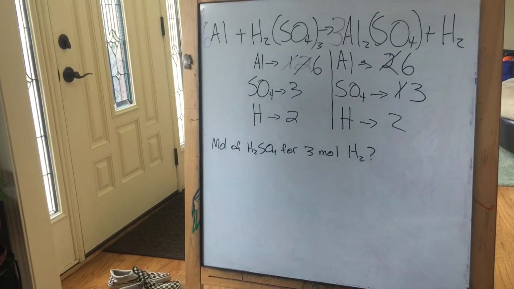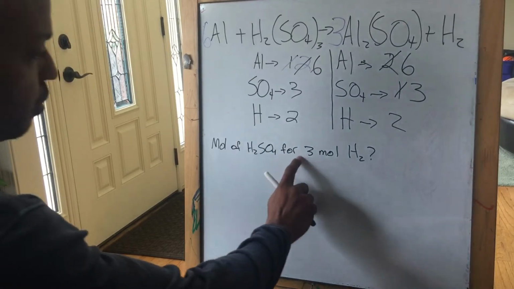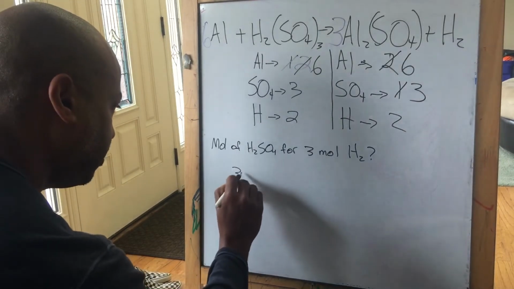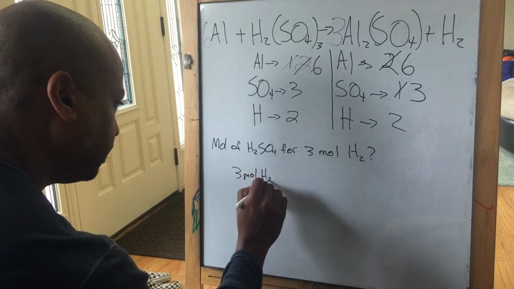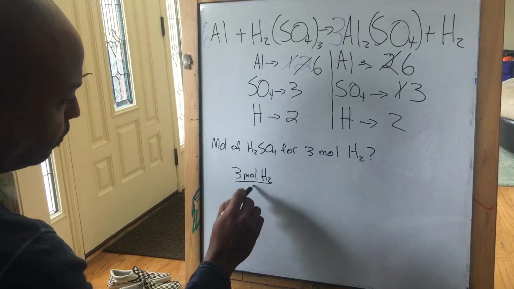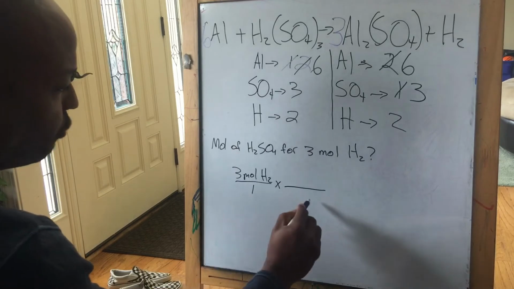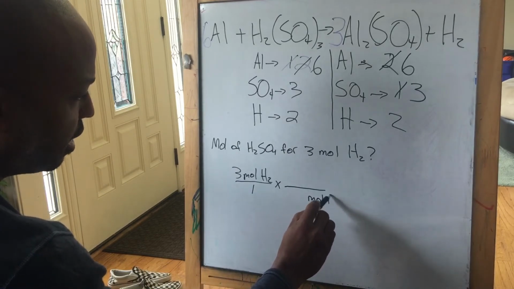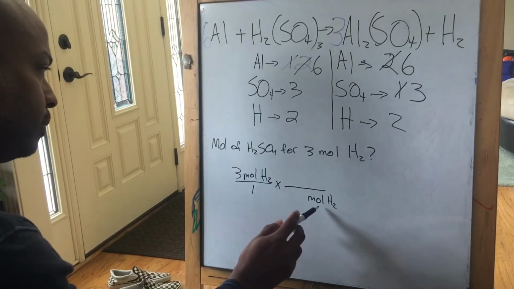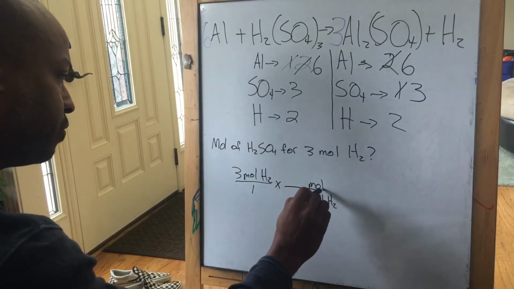So first thing we always do is write down what we know. We're being given 3 moles of hydrogen. So we're going to write 3 moles hydrogen. Remember, we're going to do the same process every time. Put that over 1. We need to get rid of moles of hydrogen. So moles of hydrogen on the bottom here. We're going from moles of hydrogen to what? Moles of hydrogen sulfate. So we're going to put moles of hydrogen sulfate up top.